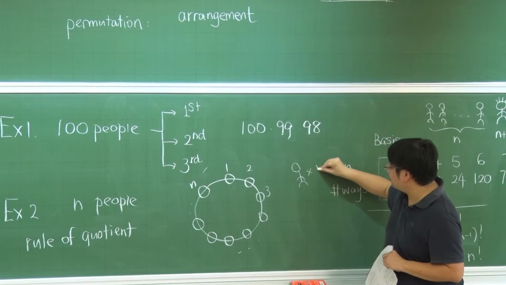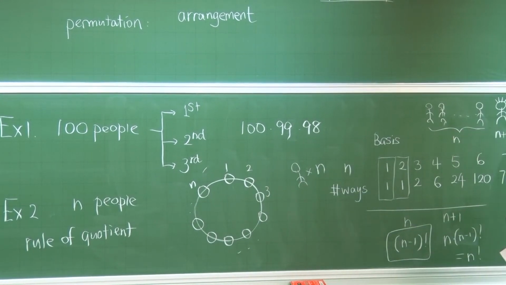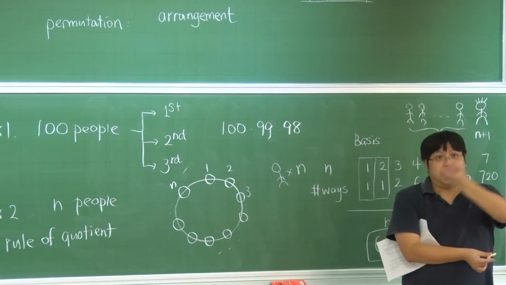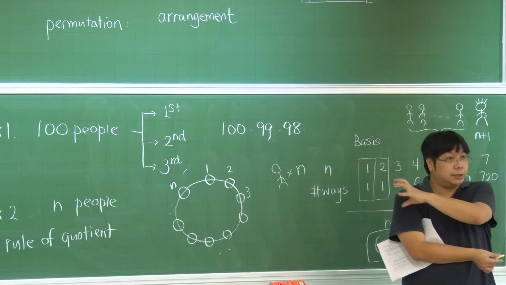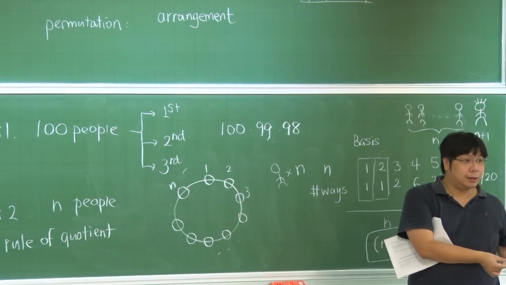So there are n people that we are going to sit here. Without any restriction, how many ways are there for these people to sit into these n fixed positions? How many ways are there?